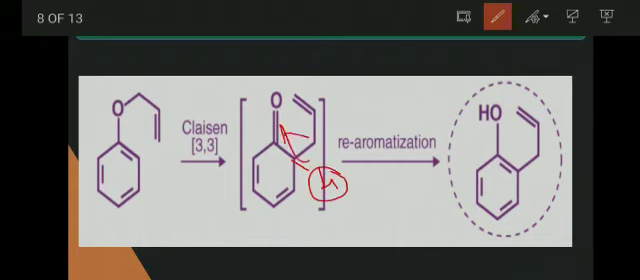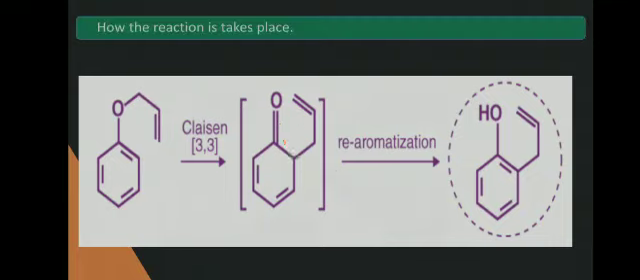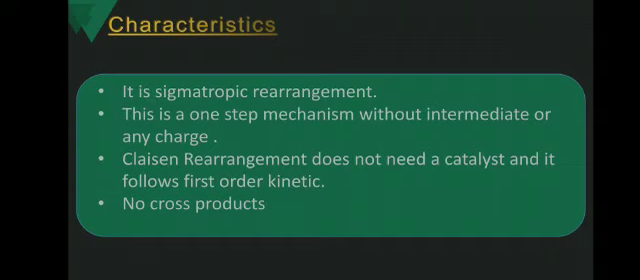So this is about the mechanism of the Claisen rearrangement reaction. Then we see the next point, that is the characteristics of the Claisen rearrangement reaction. It is a sigmatropic rearrangement reaction, as I told you, because the sigma bond is rearranged. This is a one-step mechanism without an intermediate. No intermediate or charge is formed. Claisen rearrangement does not need a catalyst and it follows first order kinetics.